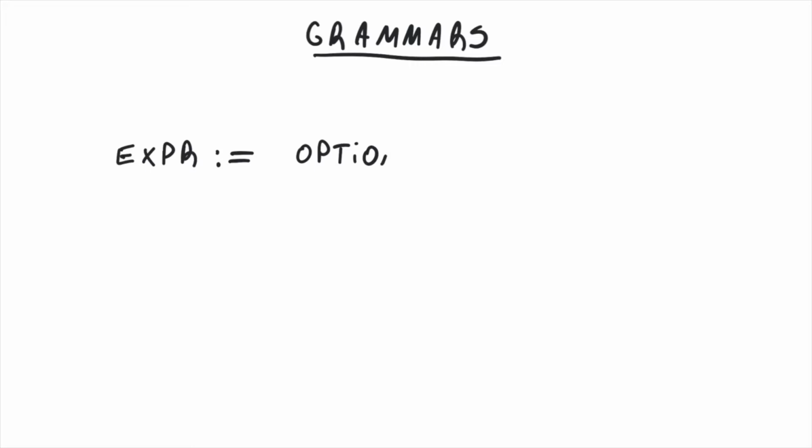A language is defined by a grammar, and this grammar is just a recursive set of definitions of the terms that construct the objects or expressions in this language. So for example, you can have some expression that is defined as one of various options. So it can be either an option, let's call it 1, or option 2, or many more options.